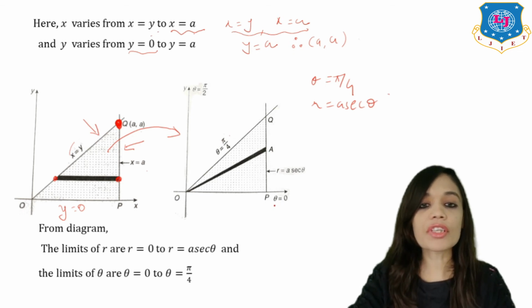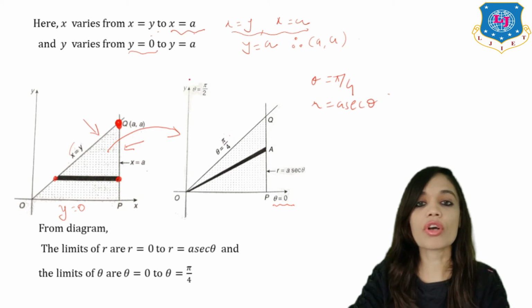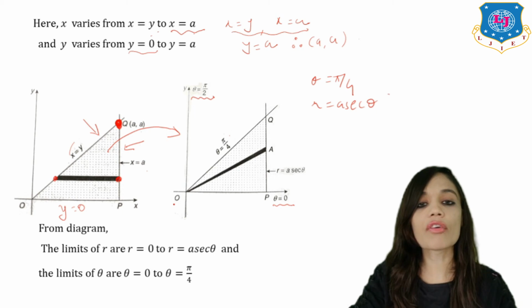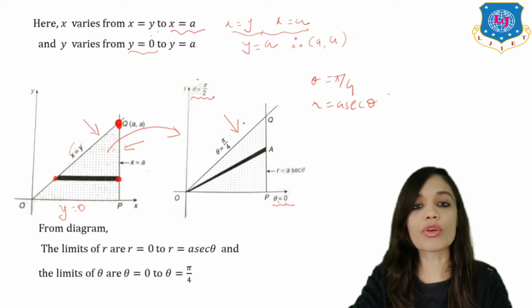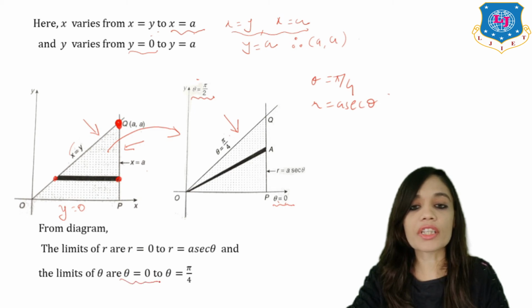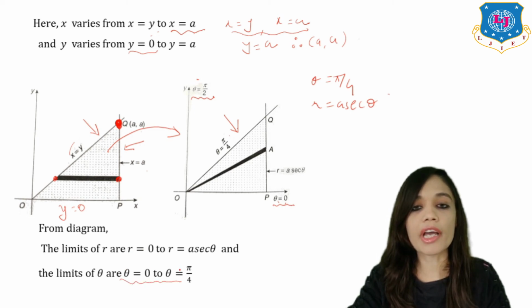Now firstly draw the line theta equals pi by 4 in our r-theta plane. Here you can see theta equals 0, and here theta equals pi by 2. So we can draw our line theta equals pi by 4 in between theta equals 0 and theta equals pi by 2, right? So this is our line theta equals pi by 4. So our theta moves from 0 to pi by 4 in our region R. So this is the limit of theta, that is 0 to pi by 4.